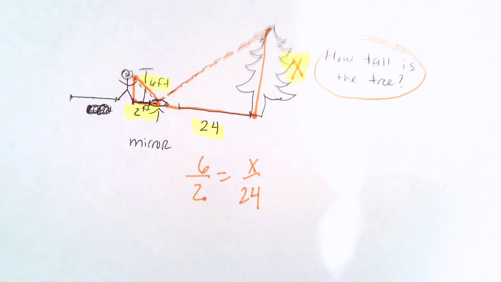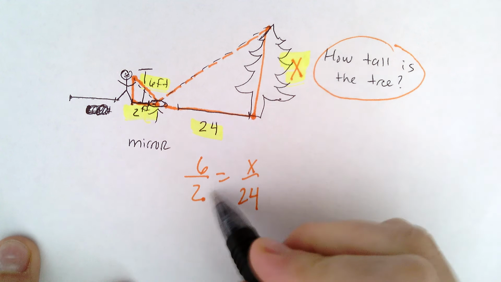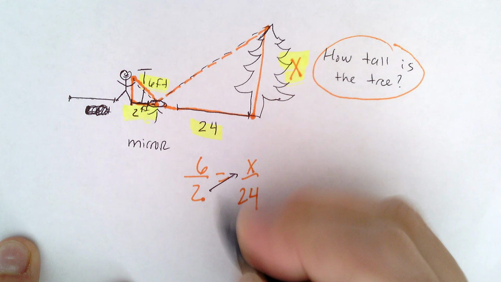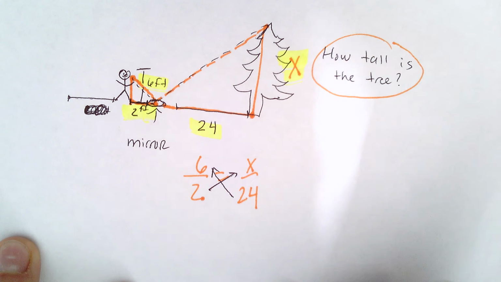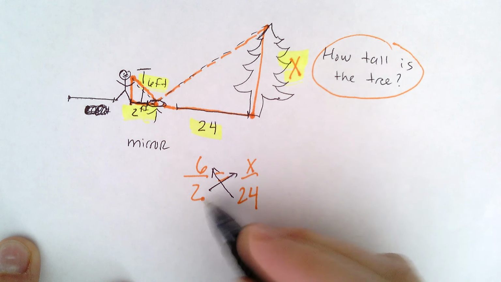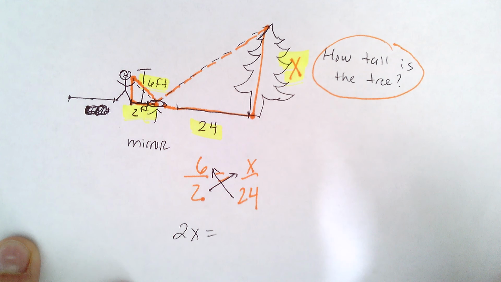Right, now the hardest part is writing the equation. Now that you have it written, all you're going to do is your cross product. So now I'm going to do 6 times 24, and then 2 times x. So I multiply that one, multiply that way. Doesn't matter which side you put it on. Again, I like the variable to be on the left just out of habit.